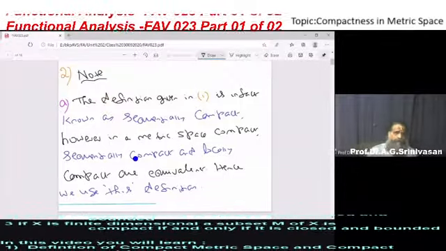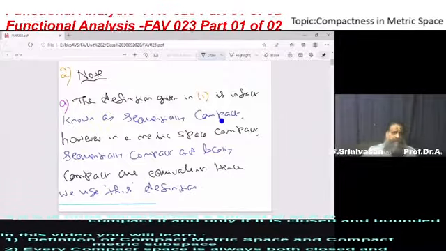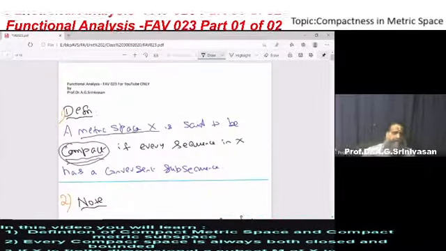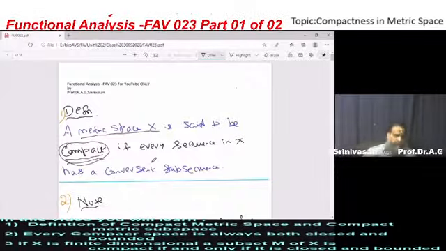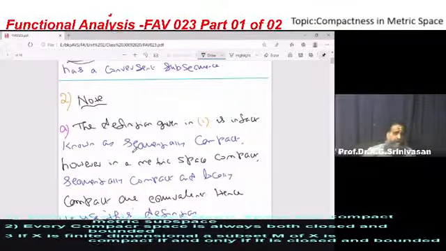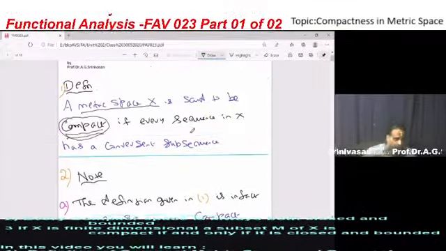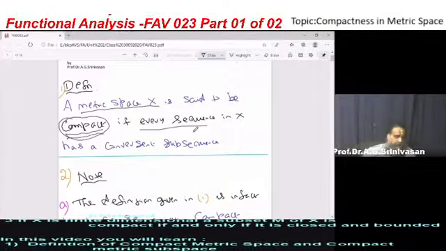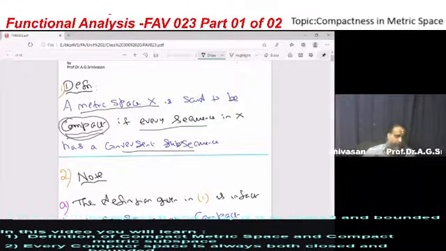Now, the note says the definition given above. What is that? A metric space is compact if every sequence in X has a convergent subsequence. The definition given above is actually called sequentially compact. Please remember, every sequence has a convergent subsequence. This is called sequentially compact.